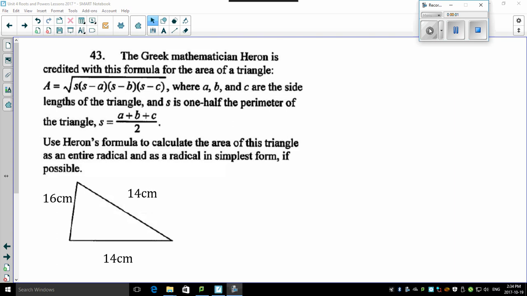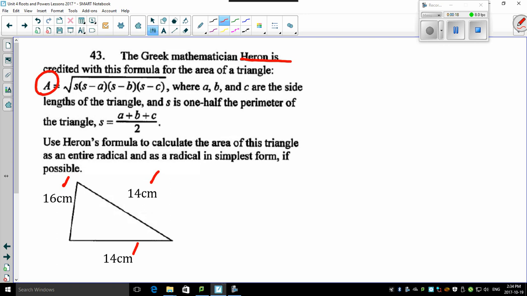Here's a great practical application question. It's called Heron's formula. It's really quite interesting. What it does is it allows you to find the area of any triangle, so you don't have to calculate the height. You can actually find the area based on the three sides, which is really cool.